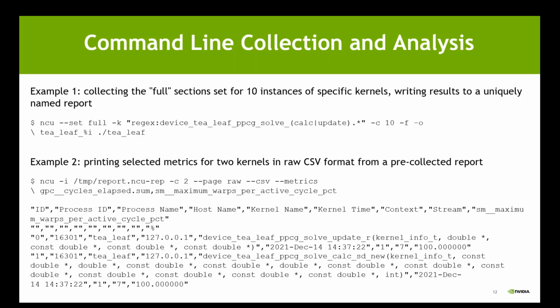In the second example, which is the inverse, we are taking a pre-existing report using the --import or -i option, importing that, and then printing the first two kernels that we find on the raw page, which is a way to show all the data that is within the report in more of a table view. Format that as CSV so that it can be more easily post-processed using further scripts, and limit the metrics that we want to inspect to the two that are listed here in this example.